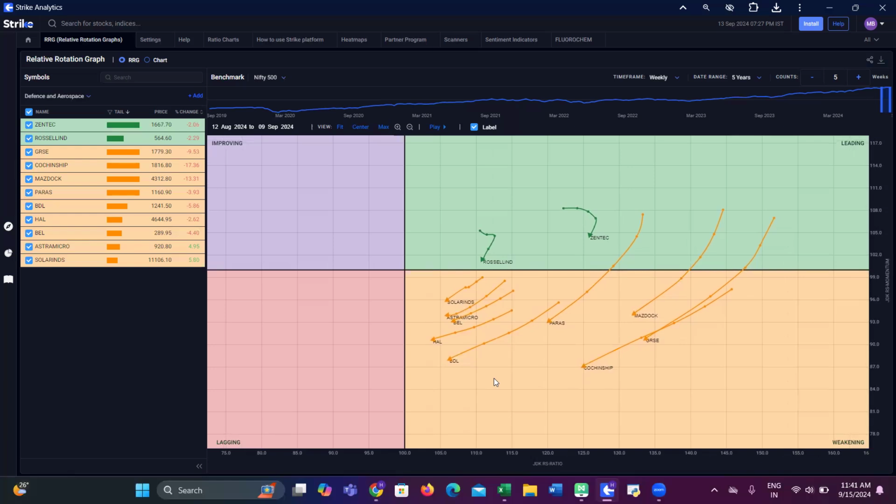So you have everything over here. I don't have to tell you. The 95% population is in weakening, but interesting to see if those get into lagging and then get into improving, or is there any turnaround from weakening to leading?